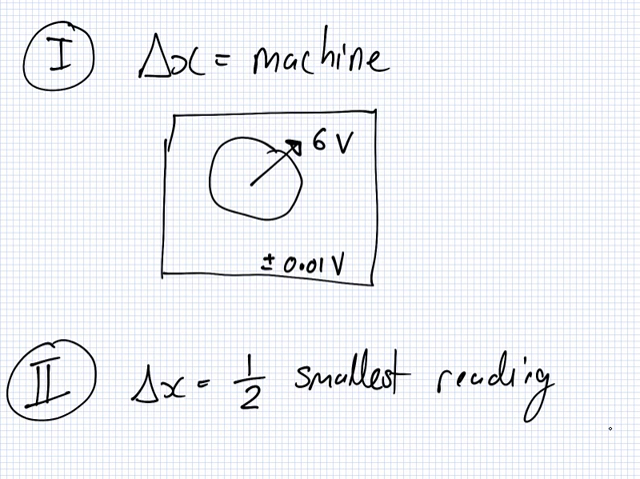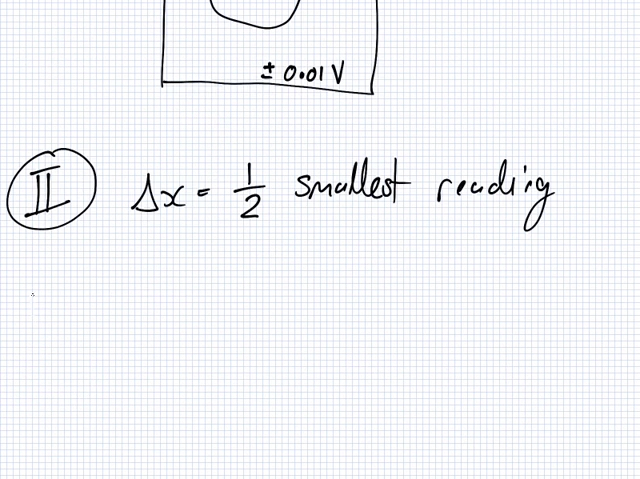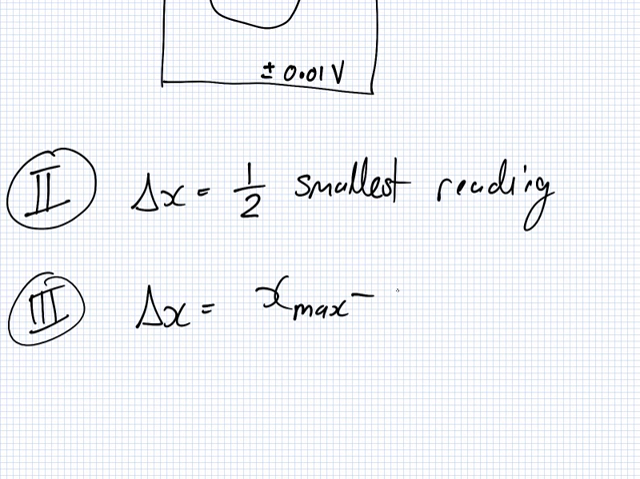But these aren't great. Now on to a better method, method 3. Another way to calculate uncertainty, it's the biggest value minus the smaller value divided by 2. Now we're getting more accurate in our estimation of uncertainty.